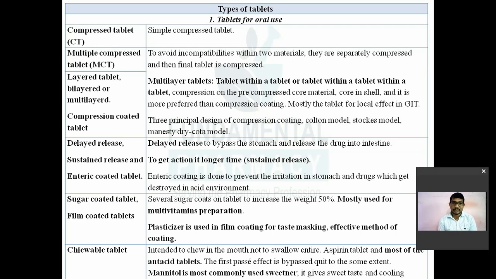Try to remember there are 3 principal methods of designing of compression coating. Colton model is there, Stokes model is there, and Masonry Tricota model is there.